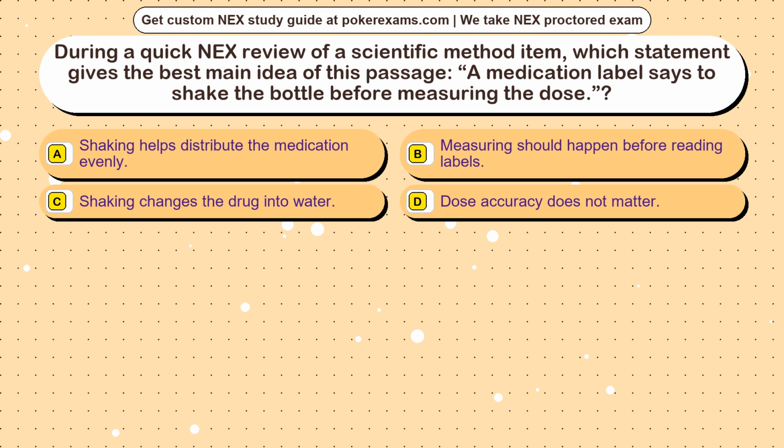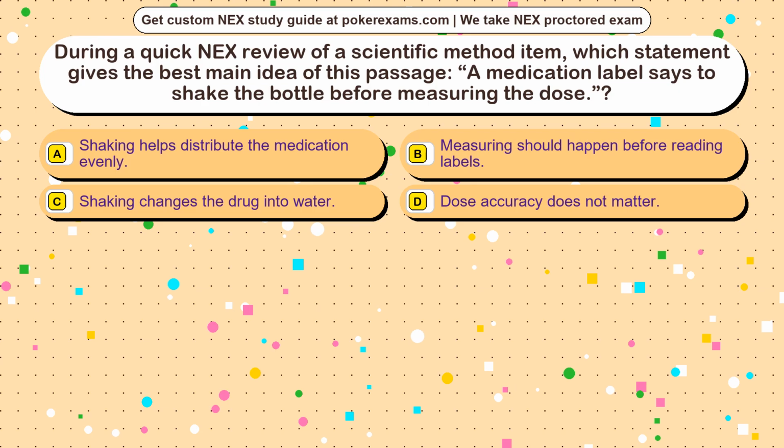Question 2. During a quick NEX review of a scientific method item, which statement gives the best main idea of this passage? A medication label says to shake the bottle before measuring the dose. Option A. Shaking helps distribute the medication evenly. Option B. Measuring should happen before reading labels. Option C. Shaking changes the drug into water. Option D. Dose accuracy does not matter.